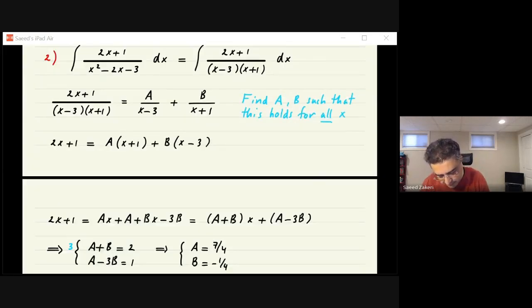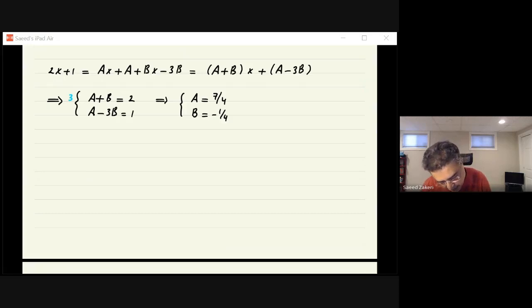Let me show you another method in order to recover A and B.